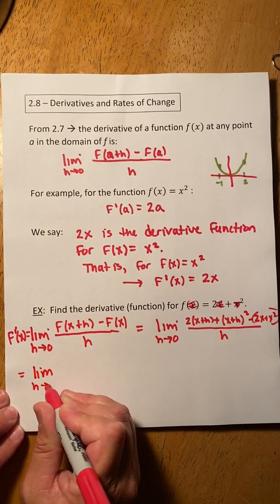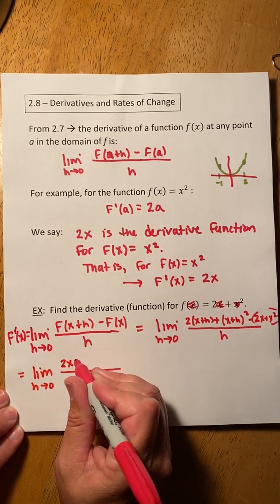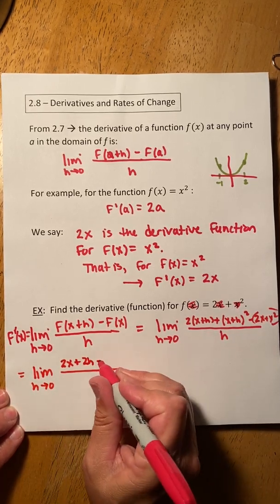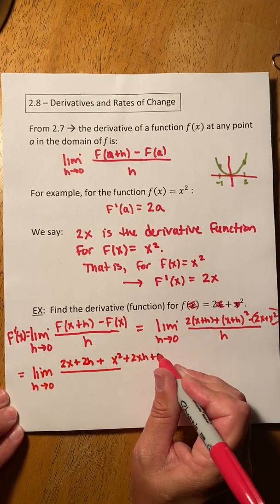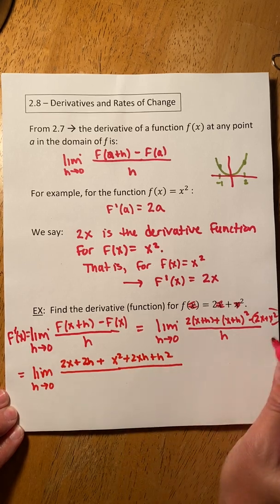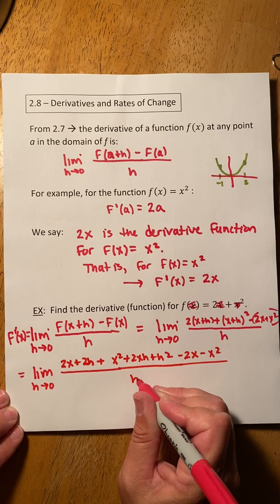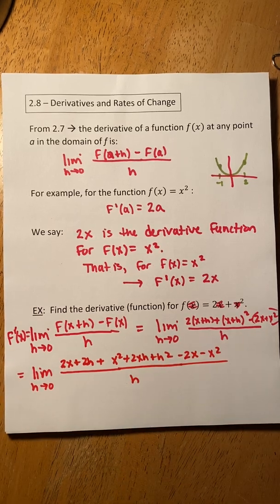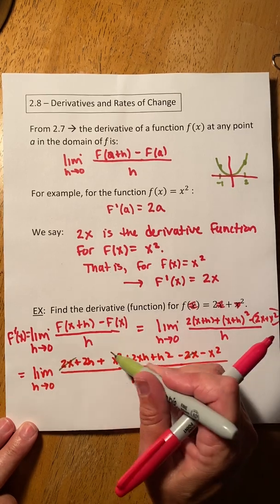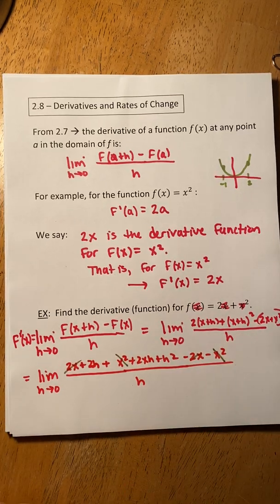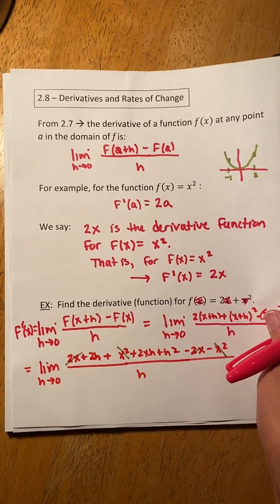So 2 times x plus h is 2x plus 2h. Then x plus h squared is x squared plus 2xh plus h squared. And then we're going to subtract 2x, and we'll subtract x squared, and that's all over h. Now remember, if you do this correctly, nice things happen. 2x and 2x cancels. x squared and x squared is canceled. Everything else doesn't cancel.